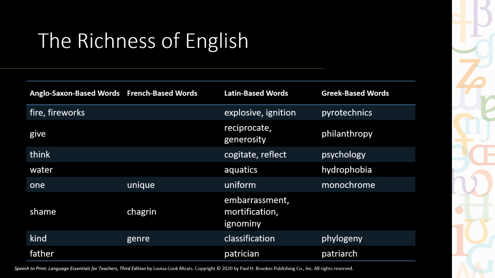Here are a few examples of the origins of some words that you might know or might not be as familiar with. Fire, fireworks. The Latin-based words, explosive, ignition. The Greek-based words, pyrotechnics. We just have a lot of different elements in the English language across different languages. French for one, to unique, to uniform, to monochrome.